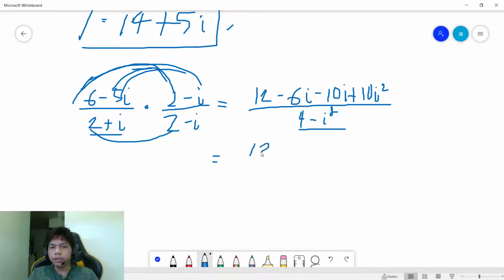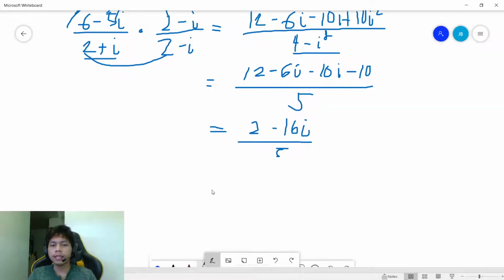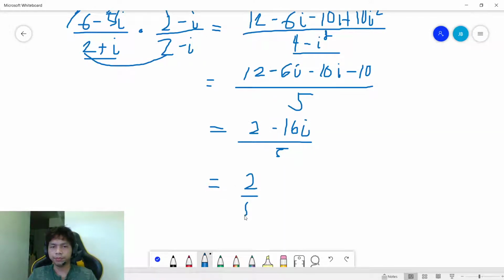So this one here is 12 minus 6i minus 10i minus 10. So i squared is negative 1 times 10, that's minus 10. All over 4 minus negative 1, that is 5. Combine real terms, you will have 12 minus 10, that's 2. So 2 minus 16i over 5. If we change it to the form of a plus bi, you can have 2/5 minus 16/5 i. Now this is your final answer.